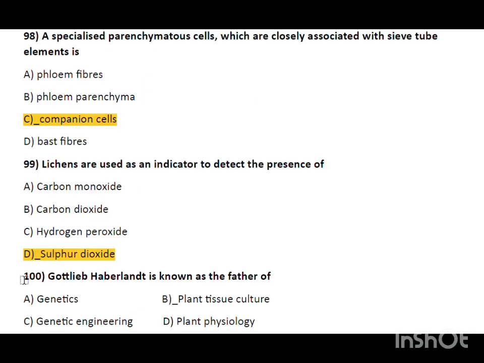Question 100. Gottlieb Haberlandt is known as the father of this. Option A genetics, option B plant tissue culture, option C genetic engineering, option D plant physiology. Correct answer is option B, plant tissue culture.